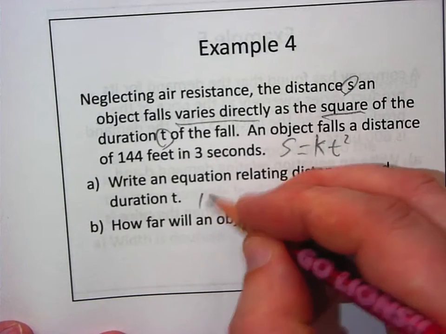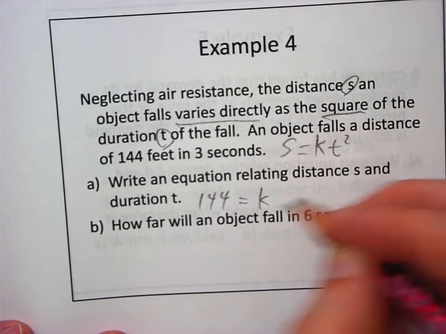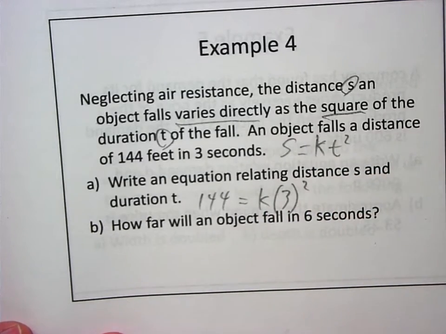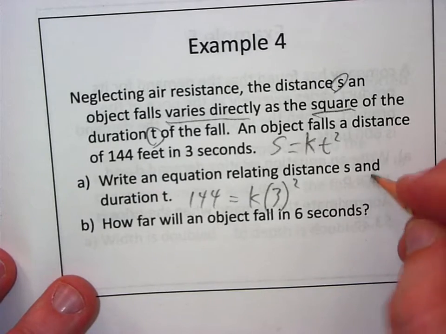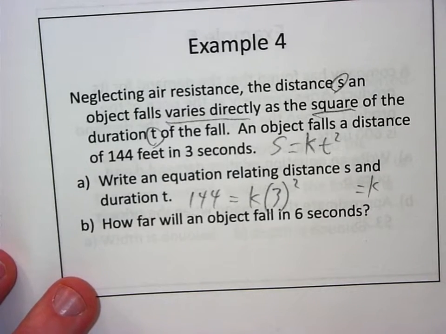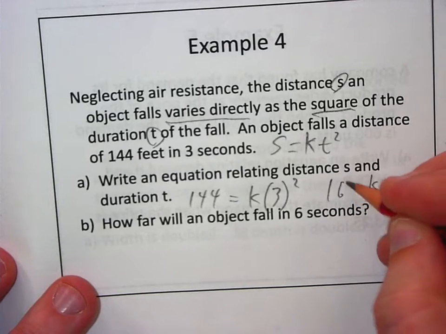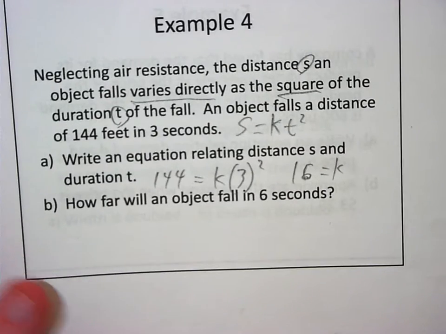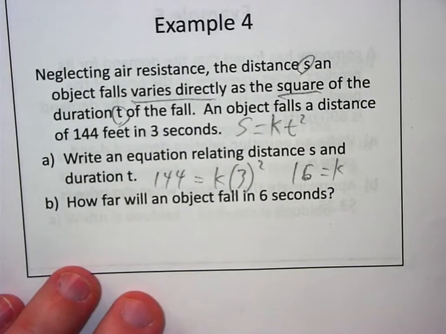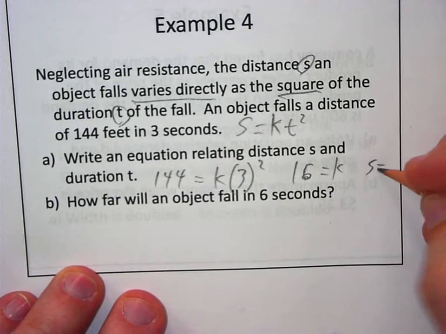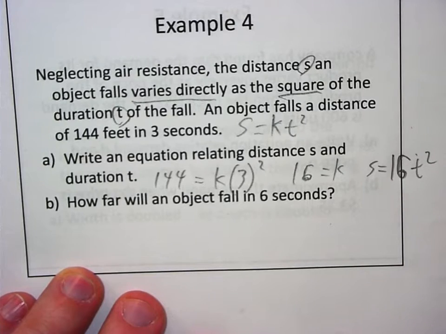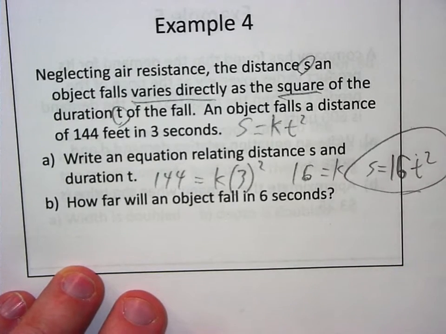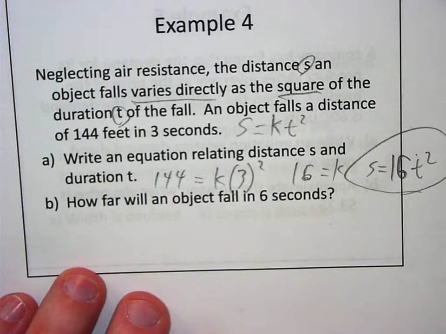S, the distance, is equal to k times the time squared. So 144 divided by 9 gives you 16. So then my formula looks like what? S equals 16t squared. Which should look familiar to anybody that's gone through physics. But they'd probably prefer it to be 4.9.